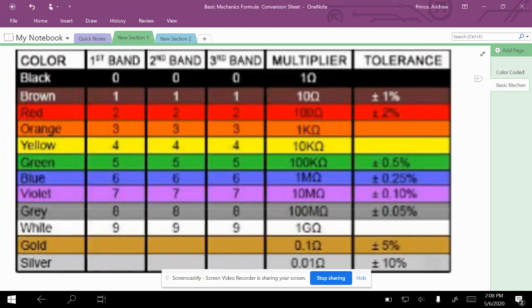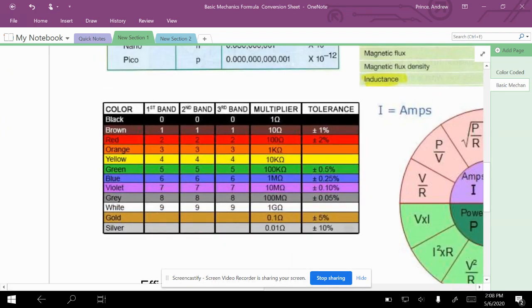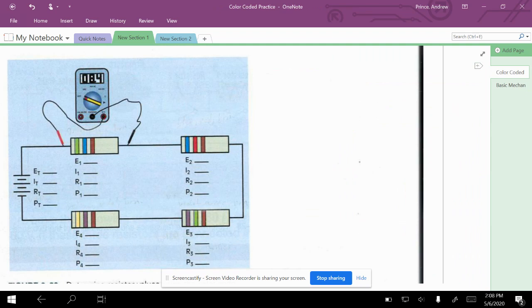So we got our color-coded chart here to refer to. Hopefully it's not too blurry. And we're going to go ahead and just calculate the values of these resistors first. So the first one we have here, it has 3 bands. It's got a green, it's got a blue, and then this one's actually brown.